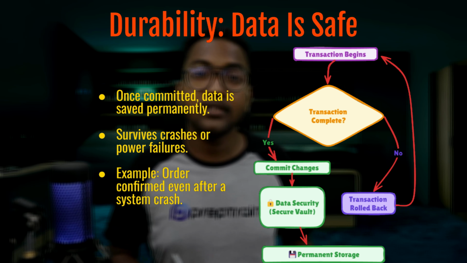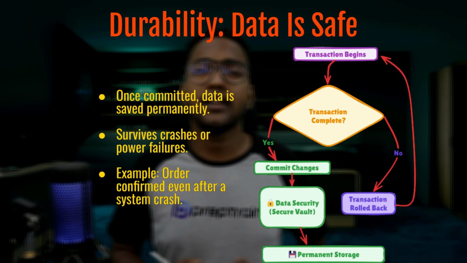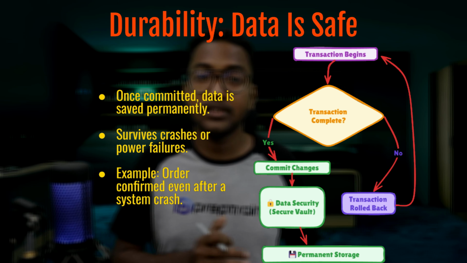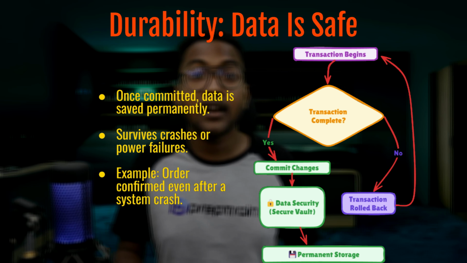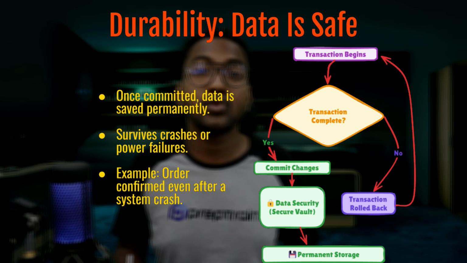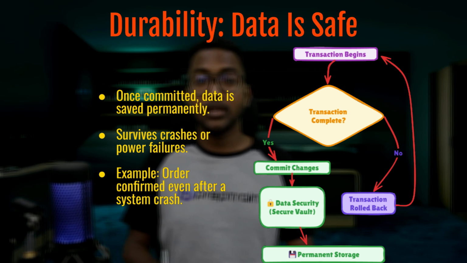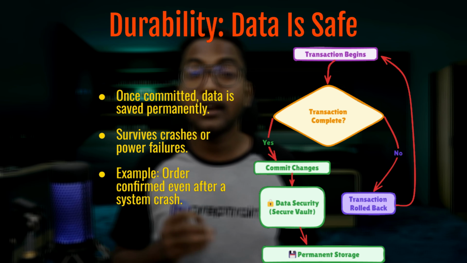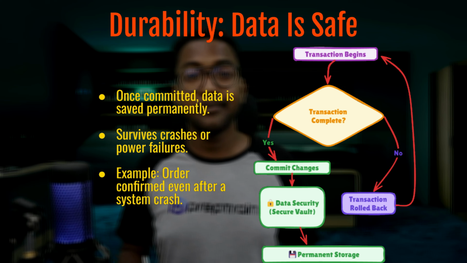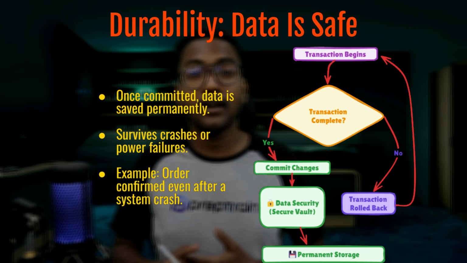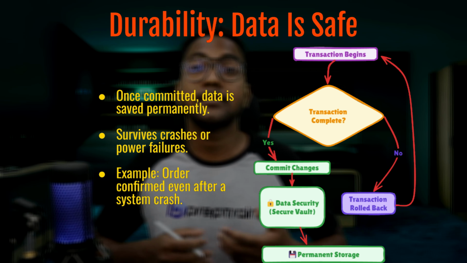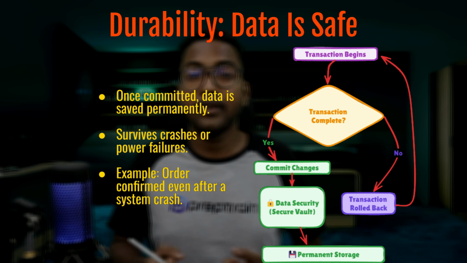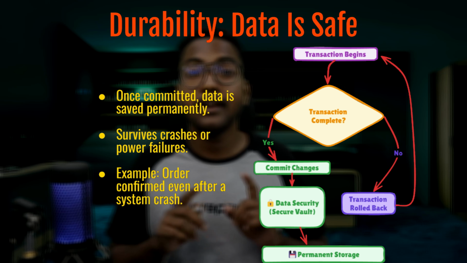So in databases, durability is typically achieved using techniques like transaction logs, which record every change made during a transaction. If the system crashes, the database can refer to these logs to restore any committed transaction, ensuring that nothing is lost. To summarize, durability guarantees that once a transaction is complete, the data is saved permanently and won't be lost, even if the system crashes right after. This is what makes your data reliable, giving you confidence that once a transaction is confirmed, it's here to stay.